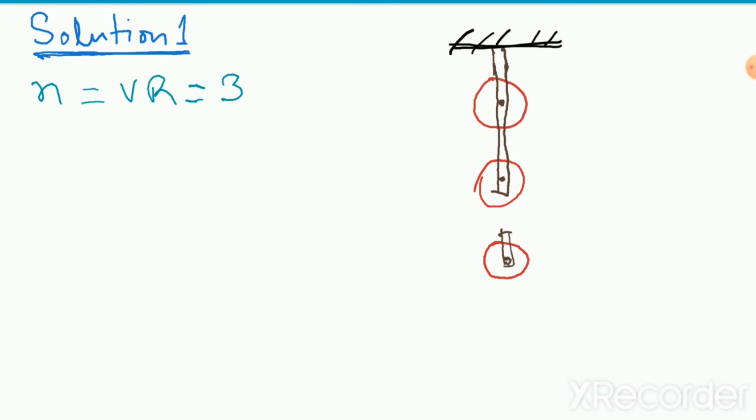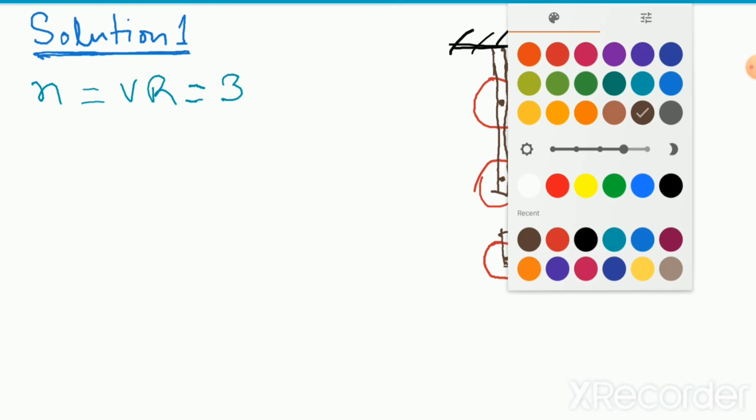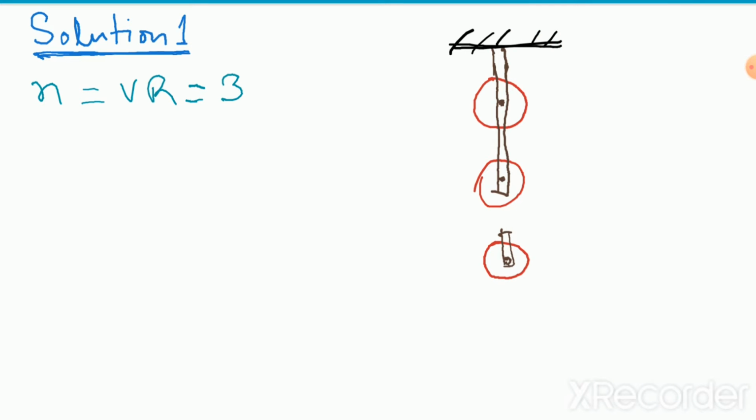Now how will the strings be moved? Just note it carefully. If there is an odd number of pulleys, the string will start from the lower block. So if I consider the lower block, it will start from this point. From here the string will go round like this, then like this, then like this, and then it will come down. So this is the rotation system. If there is an even number of pulleys, remember the string actually starts from the upper block. Okay, fine. So this is the diagram.